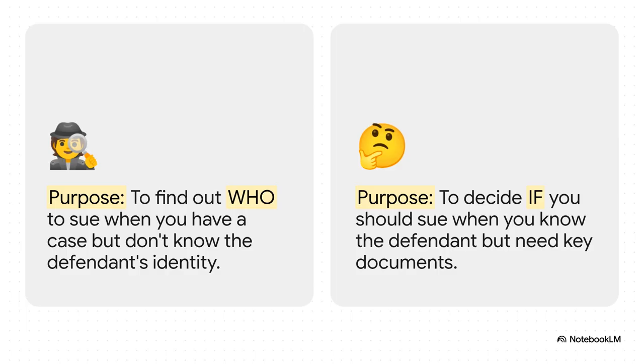Honestly, the easiest way to remember this for the exam is to think who versus if. Simple as that. Over on the left, you've got Rule 28C. You use that to find out who to sue. You've got a solid case, but you literally don't know who the defendant is. Then on the right, you have Rule 28D. This is for when you're trying to decide if you should sue. You know who the defendant is, but you need some key documents to figure out if you've got a viable case. That's it. Rule 28C is for who, Rule 28D is for if.